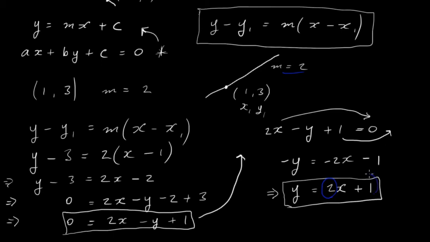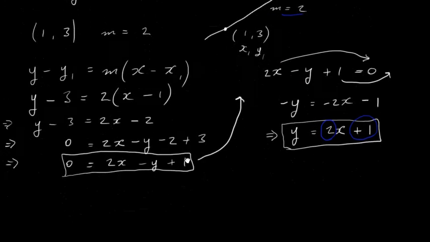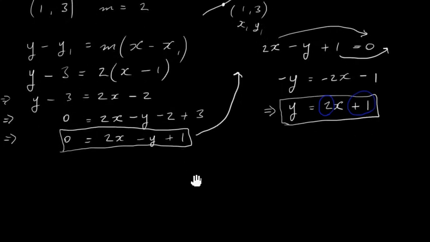What about this number here, this plus 1? What does that mean? Our c here, plus c here. What does that mean? Well, really what that means is where the line cuts the y-axis, where it crosses the y-axis.